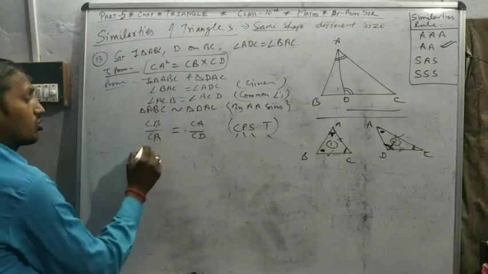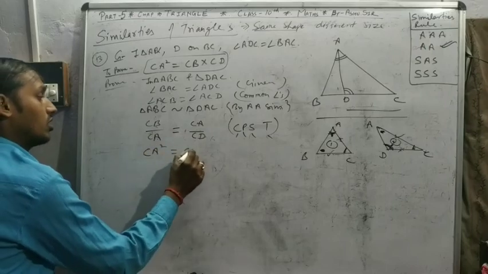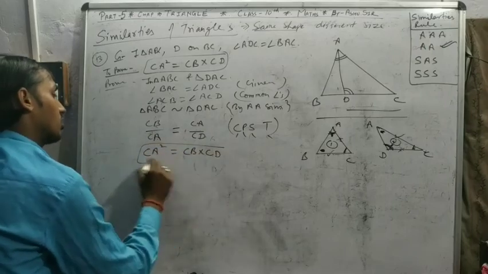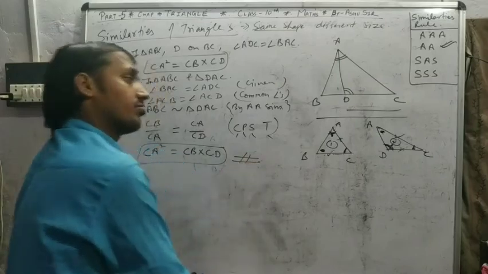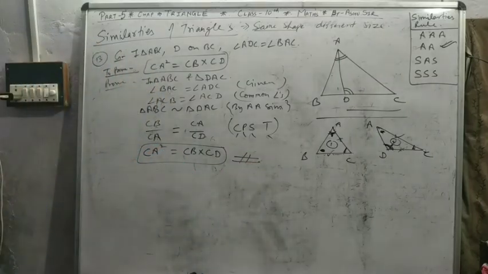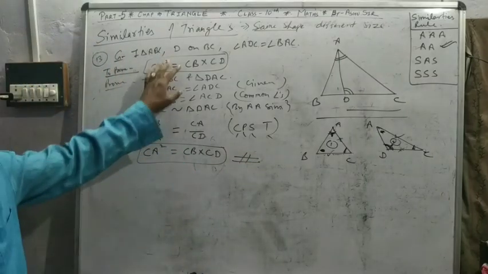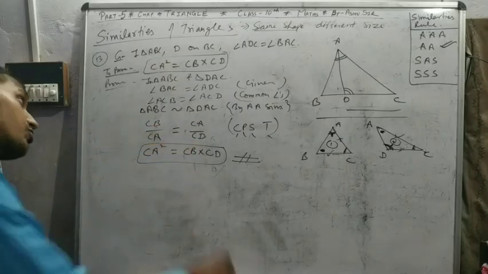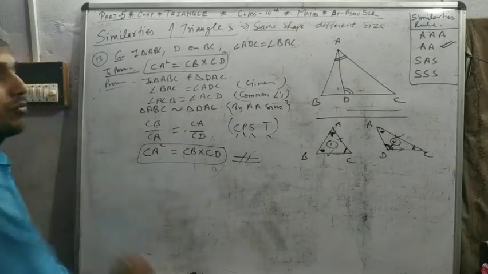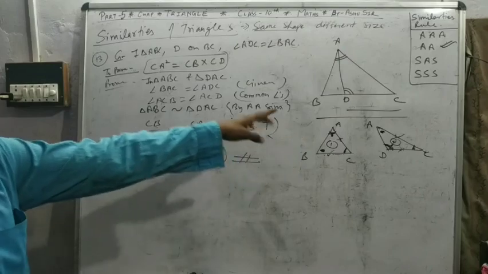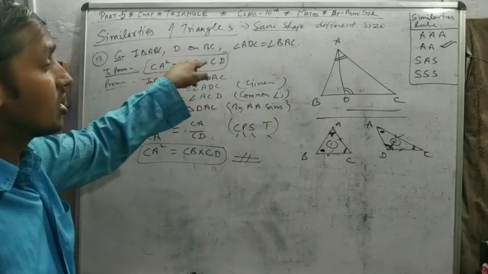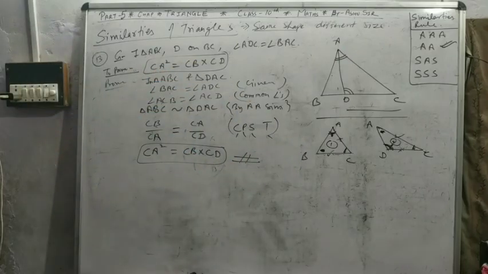Cross multiply: CA into CA, CA square, equals CB into CD. Hence proved. Means here it is not given to prove the triangles similar, but because of what we want, we can prove that the triangles are similar. These are the corresponding parts, these are the ratios, and the ratios are equal when the triangles are similar. Okay? Pause the video and note it down.